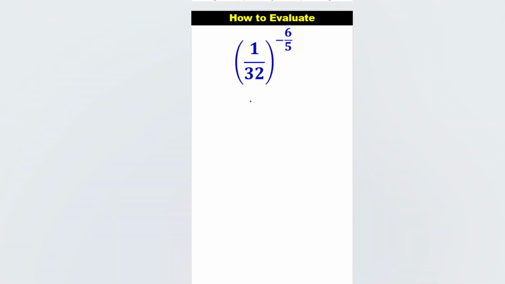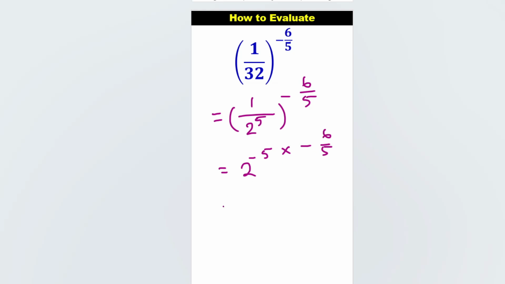How to evaluate 1 divided by 32 to the power minus 6 by 5? So here first we can write 32 as 2 to the power 5, and here is the power minus 6 divided by 5. So this one, what can we write? We can write 2 to the power minus 5 and here is minus 6 divided by 5. So look, this 5 and this 5 cancel, minus and minus make plus, it means 2 to the power 6. The answer will be 64. Okay, thank you.